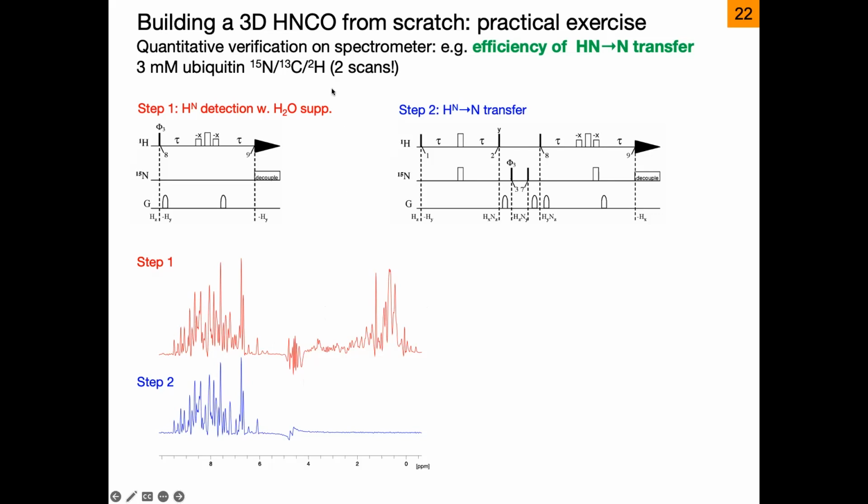I should say this is a sample of 3 millimolar ubiquitin deuterated, and you get this with 2 scans. And then you do the next step, the blue here, and now you see the aliphatics are gone, because you do a 2-step phase cycle to select here for the nitrogen. So whatever is not nitrogen is canceled out. And you get a nice amide proton signal. The intensity is smaller because you have lost by relaxation and by the transfer.